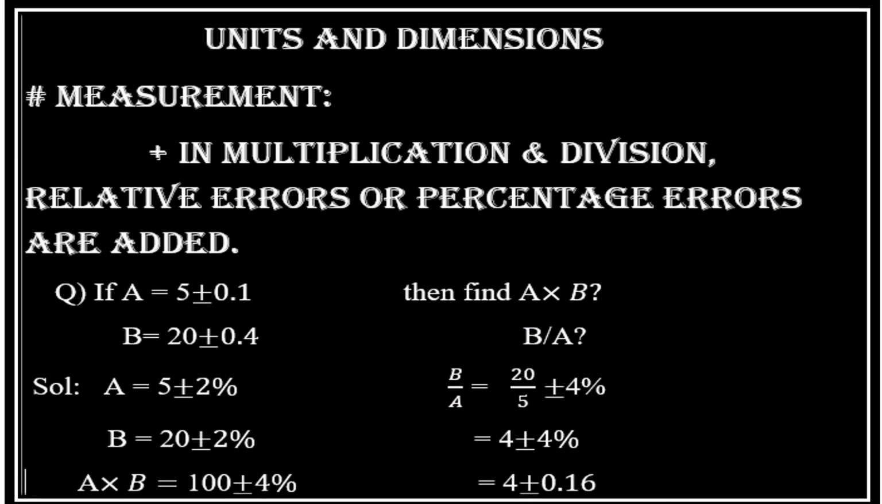Coming to the second subtopic of measurement, in multiplication and division, relative errors or percentage errors are added. This is the second application. There is no need to remember it by rote. By solving a large number of numericals, you will remember it constantly. In the question, they have given a equals 5 plus or minus 0.1, here they have gone to decimal, b equals 20 plus or minus 0.4. Then they ask you to find a cross b and b by a. Means we should multiply a and b, and we should divide b by a.